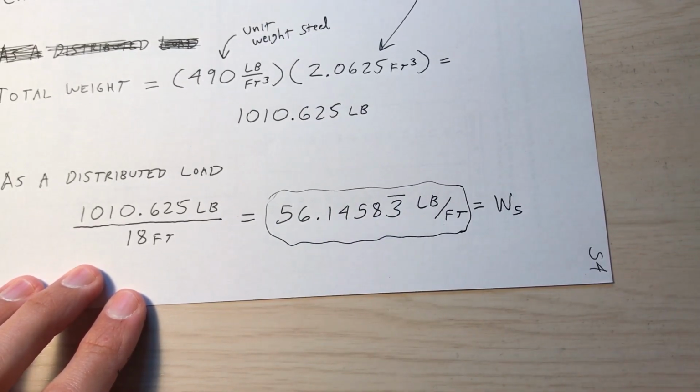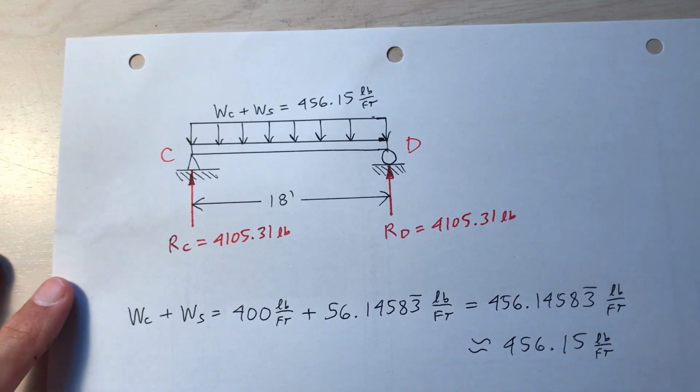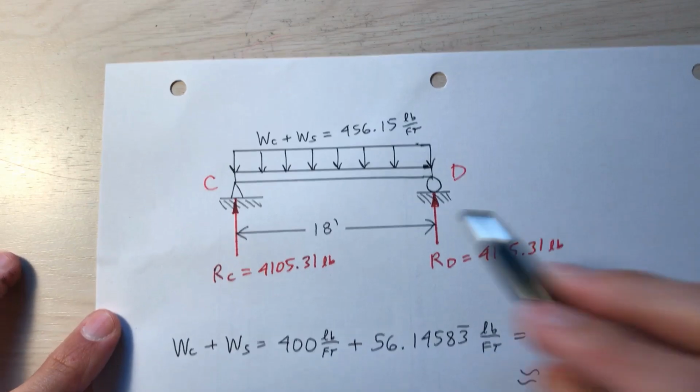Okay, so I'm going to draw a picture that would be similar to what you used to see in statics, a picture of the beam, a free body diagram of that beam CD, where I have a distributed load that is the combination of the concrete and the steel weight. Okay, and here it is. We're looking at the beam from the side. Point C, point D. Okay, we're looking at it from the side.